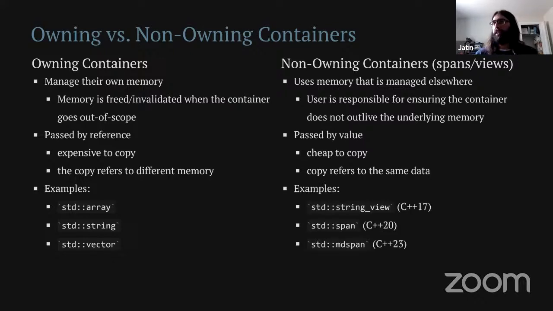So some classic examples of non-owning containers are string view, which was added to C++ in C++17, standard span in C++20, and then mdspan, which will be coming in C++23, or maybe you already have it if you're on the cutting edge of C++ compilers.